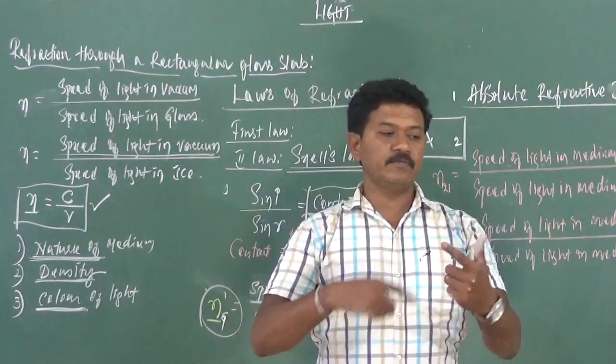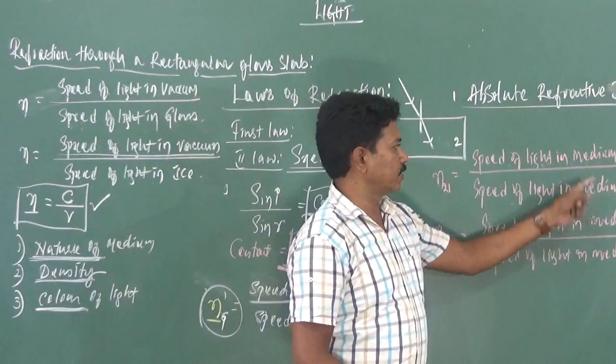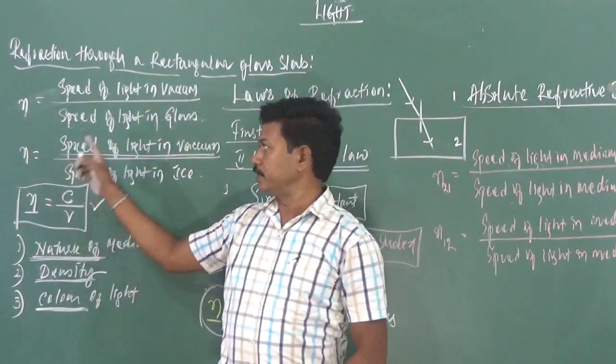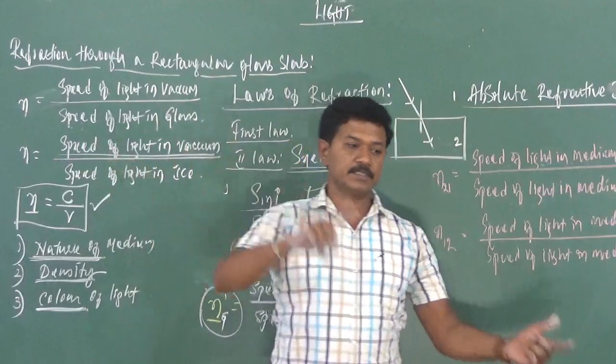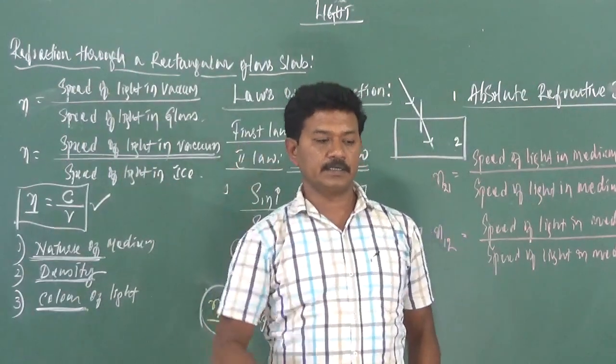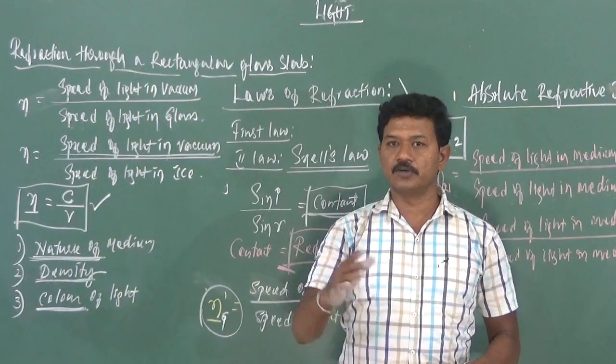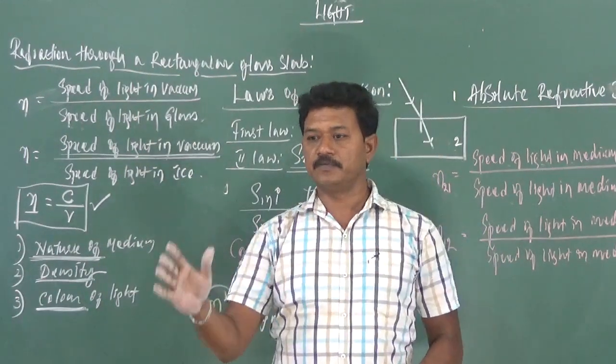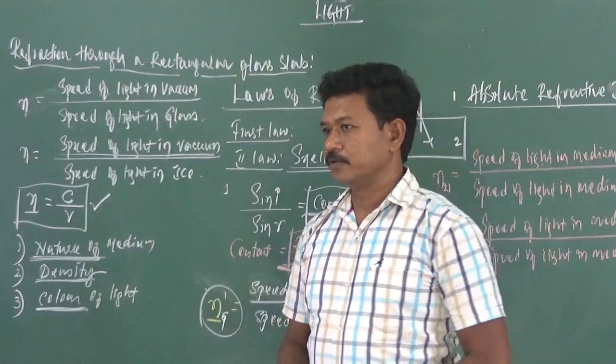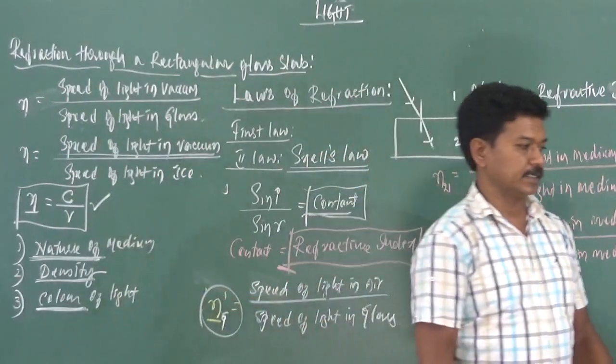So if it is taken with air or vacuum, as I told you, then it becomes absolute refractive index. Okay, I hope you understood this. So let us go with some refractive indices of different materials, one by one, and I will tell you how to analyze them.